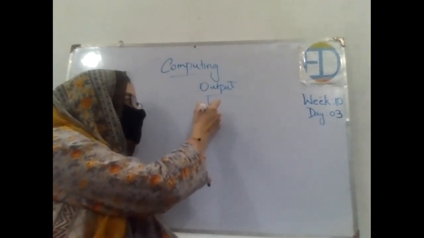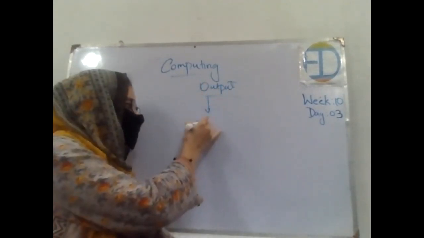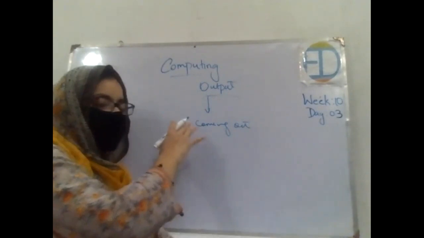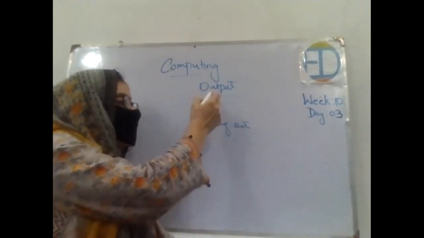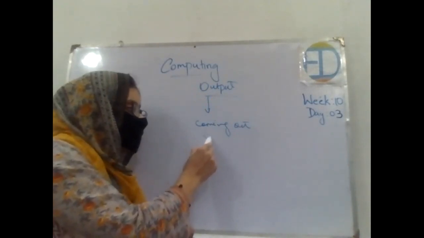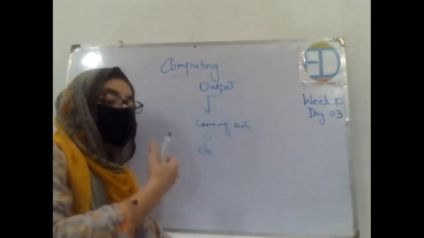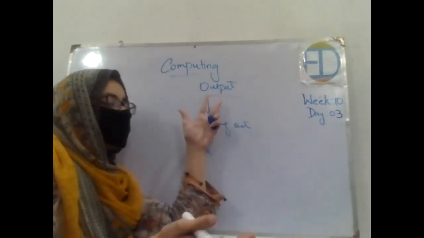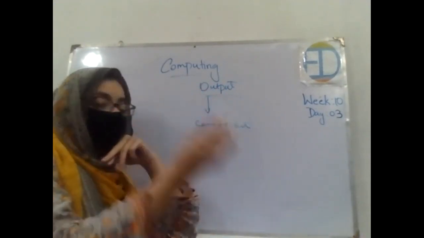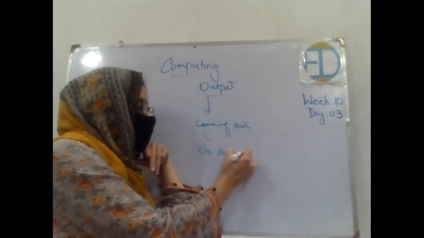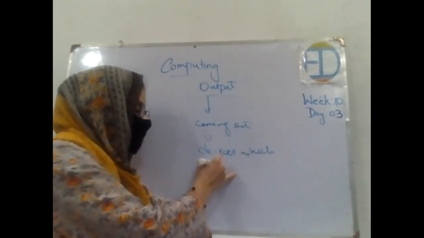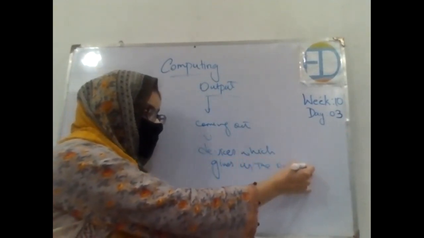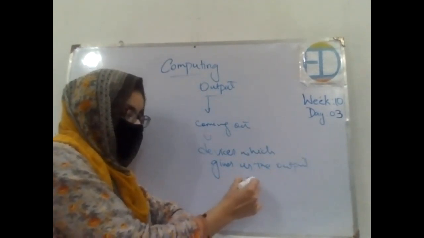The word out means coming out of something. Like in means enter, this means coming out. So output means giving you something, or what you get as a result of something is the output. Now what are output devices? The devices which give us the output from the computer are known as output devices.